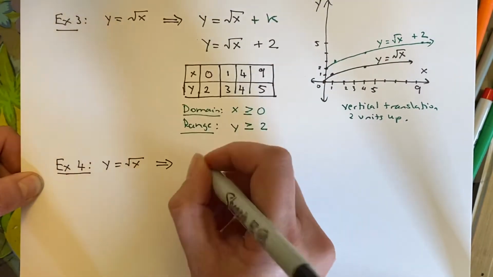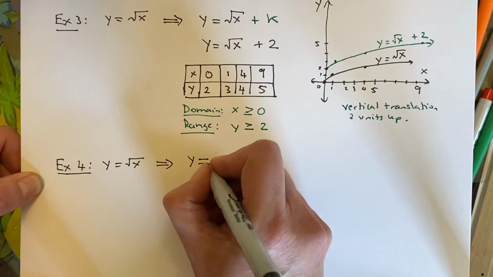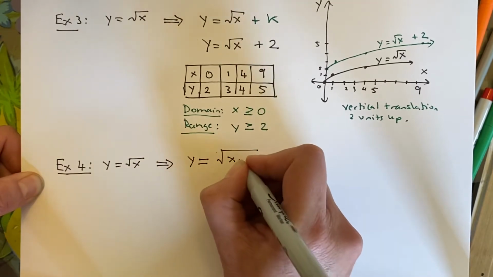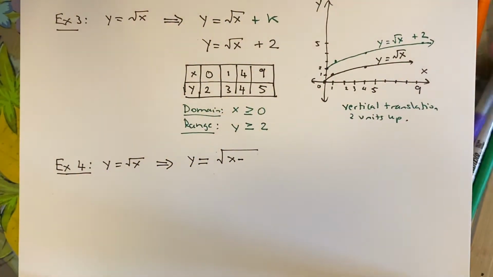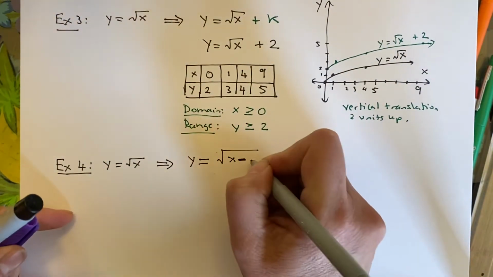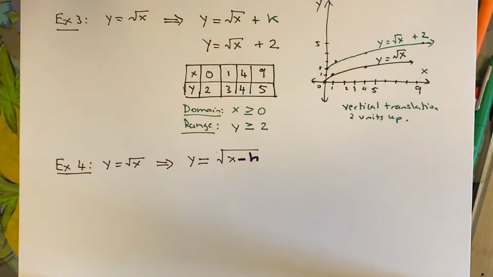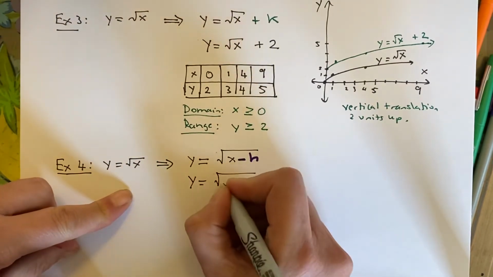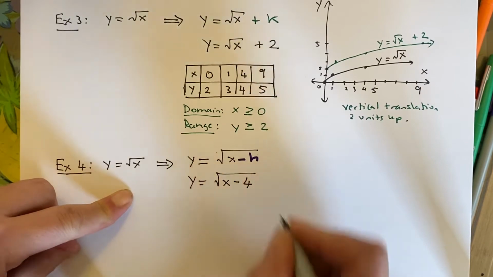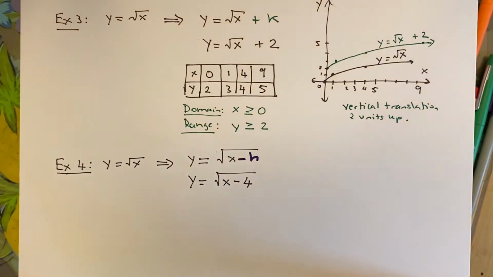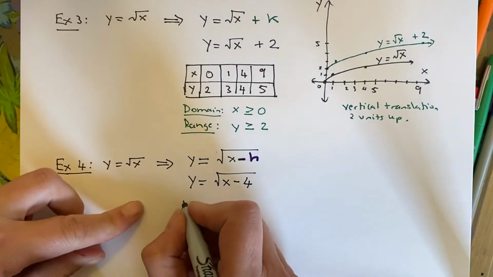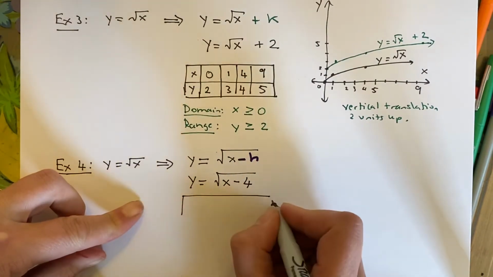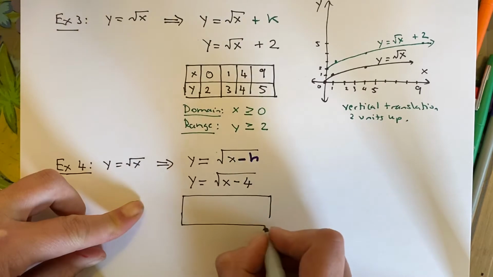So now we're going to take our parent function and we're going to say y equals what happens when there's a value in there. And I'm going to call that value h. And we're going to make minus h our base problem. And I'm going to use, as an example, y equals the square root of x minus 4. As we've done before, let's make a table and see what happens.